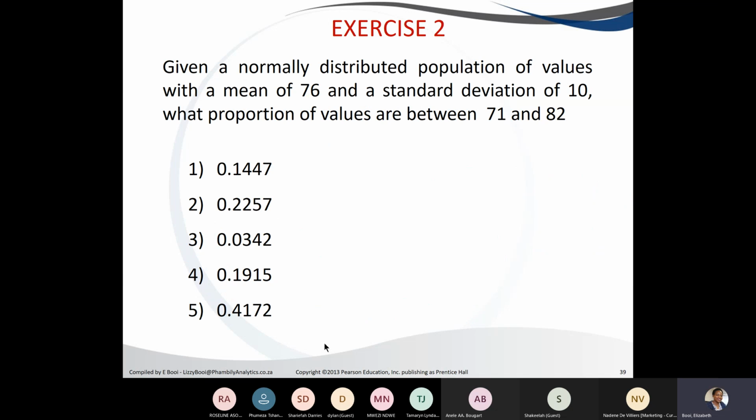Your next exercise. I think from now on, we just do one exercise after the other until the session is ending at the end of the day.